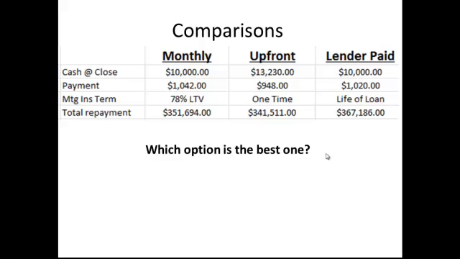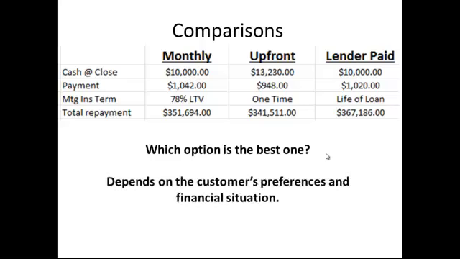And the answer to that, guys, is really easy. It depends on the customer. Depends on the customer's preferences. What's their financial situation? Some people can't afford this higher payment of $1,020 per month. They have to have mortgage insurance of some form. Other people have additional funds for the upfront mortgage insurance, and they can pay that extra $3,000 upfront.